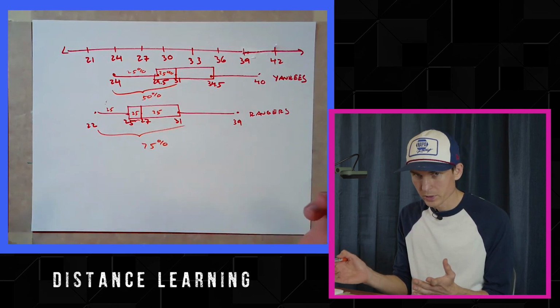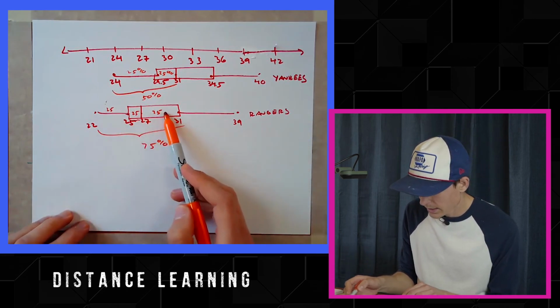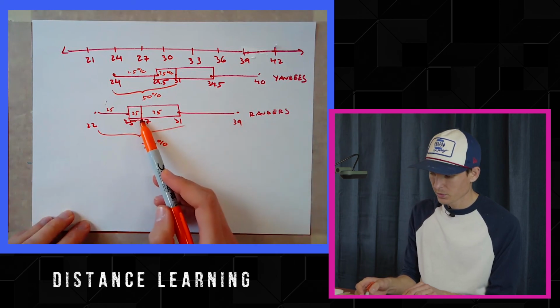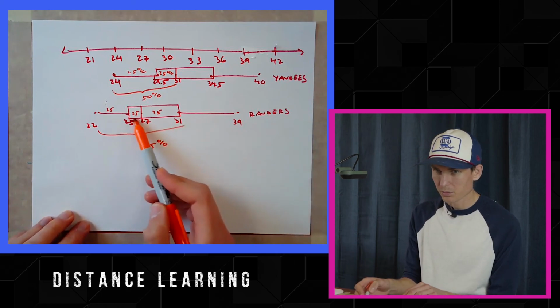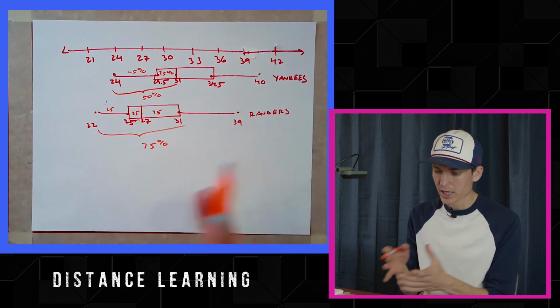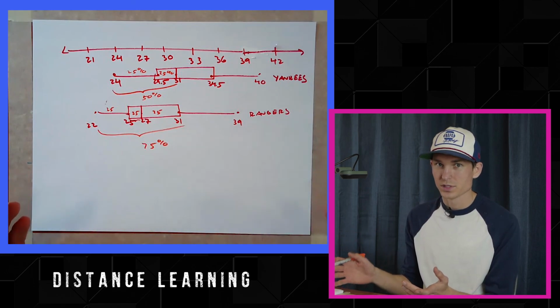Because let's just say if you had 40 players, it'd be like 10, 10, 10, 10. So you have 10 players that are between 27 and 31, but you have 10 players that are within a 2-age range there. So you have a lot of 25 to 27-year-olds. Does that make sense?